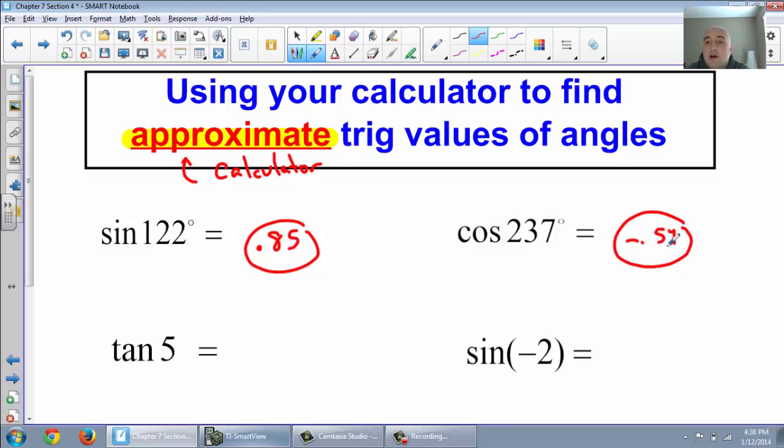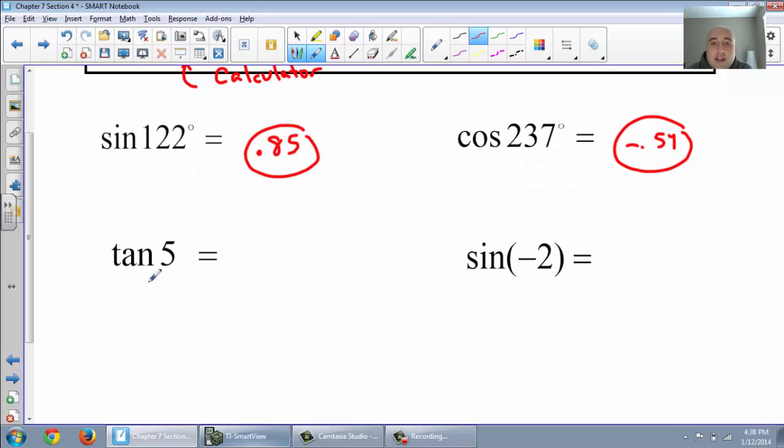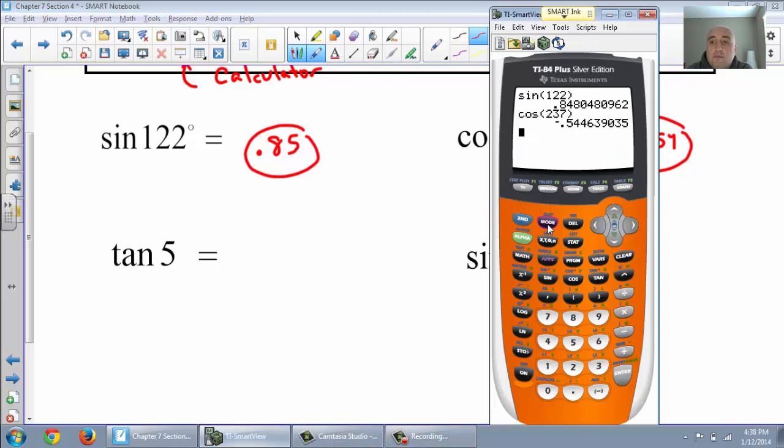Now, what do you notice about the next two? The next two are not degrees. They do not have degree symbols, so we have to switch our calculator to radians. So you go to mode, and then you go down to radians, hit enter on it, and that will change your calculator to radians. Okay, so let's do this one. Tangent of 5.